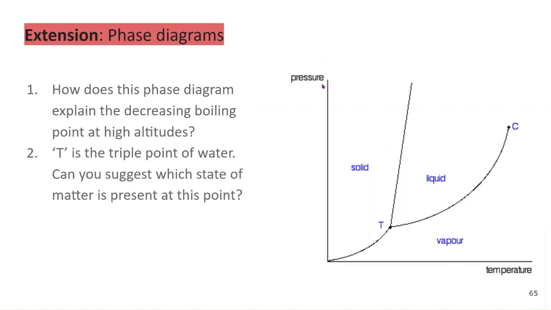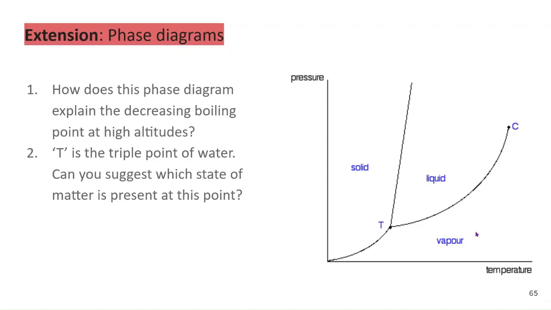Here's a new diagram. This one is a pressure versus temperature diagram. And this can be really helpful in identifying certain things. And I want you to think about how this phase diagram explains the decreasing boiling points at higher altitudes. So if you take water up to a mountain, it will boil at lower temperatures. This fun, nifty thing. Why does that happen? What is true about higher altitudes and pressure and temperature?